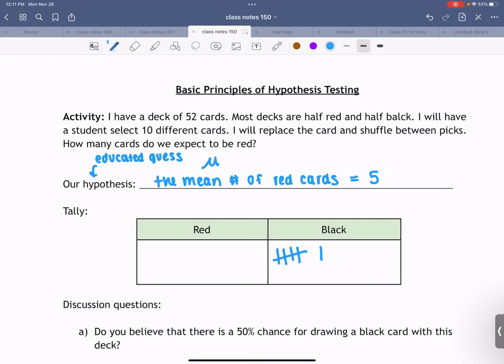Oh, we got another black card. Uh-oh. Oh my goodness, we got 7 in a row. Okay, I hope there are some red cards in here. I think maybe people in the back might be. Oh, we got a black card. Oh, we got 8 in a row. What in the world is going on here?